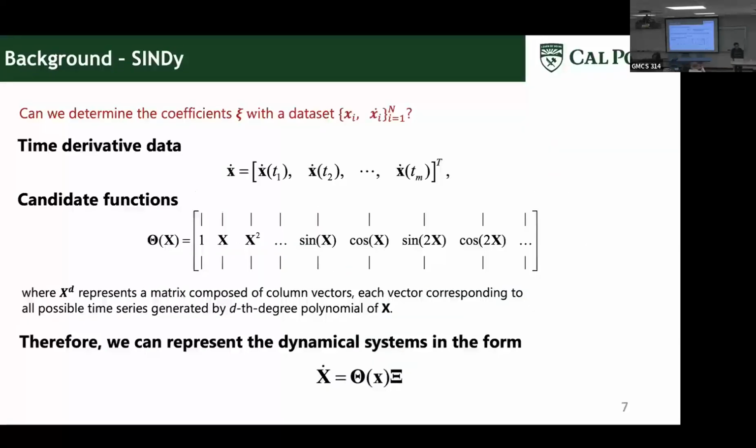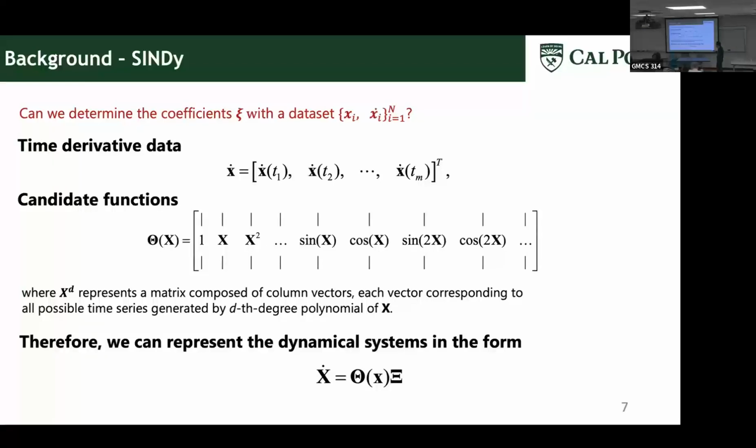Right. Suppose we have a set of measurements: the collection of our states and also the time derivatives. The time derivatives could also be computed using finite differences, so that will be fine. We have a collection of our states, and we can define the time derivative data here as this sequence, and this is going to be the matrix for our candidate functions.